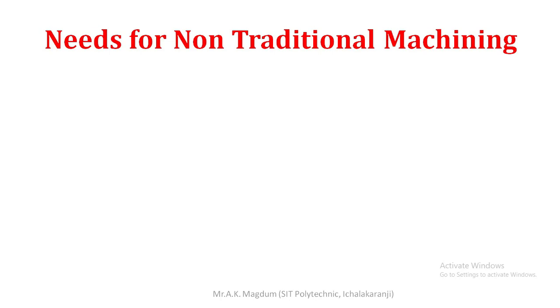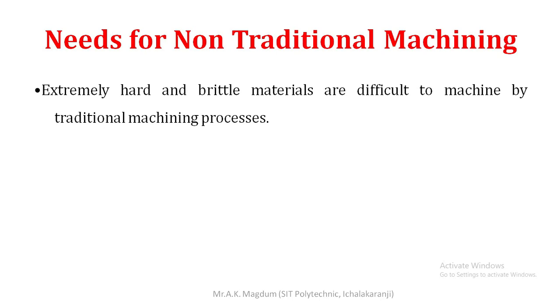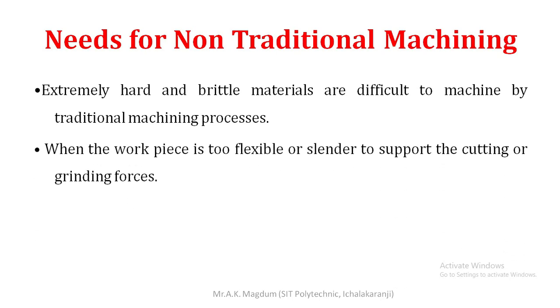Next one is the need for non-traditional machining. What are the needs of non-traditional machining? That is very important. If you don't know the needs of non-traditional machining, then there is no use in learning this chapter. Extremely hard and brittle materials are difficult to machine by traditional machining processes. So this is the drawback of traditional machining. Whenever there are hard workpiece materials or brittle materials, they are difficult to machine by traditional machining. In that case, non-traditional machining is very important.